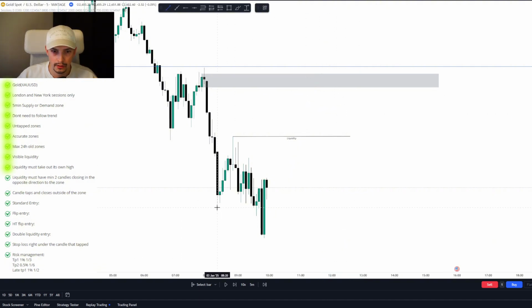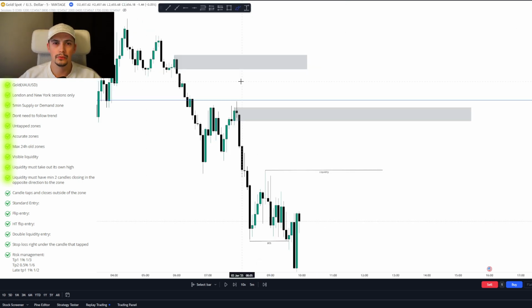Next checkpoint, liquidity has to take out its own high or low. So in this case, its own low. So this is the low of the liquidity, and price comes down and takes it out. This signals that the price is going to continue down, because this is a break of structure and usually happens when price is continuing down. So we are just waiting for price to take out liquidity before pushing even more down.